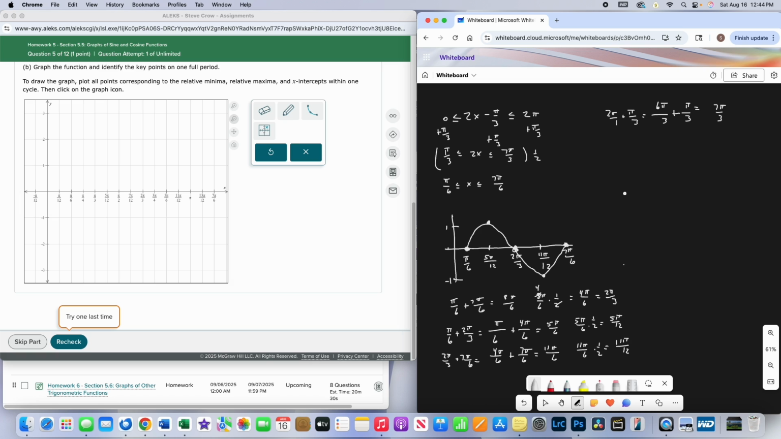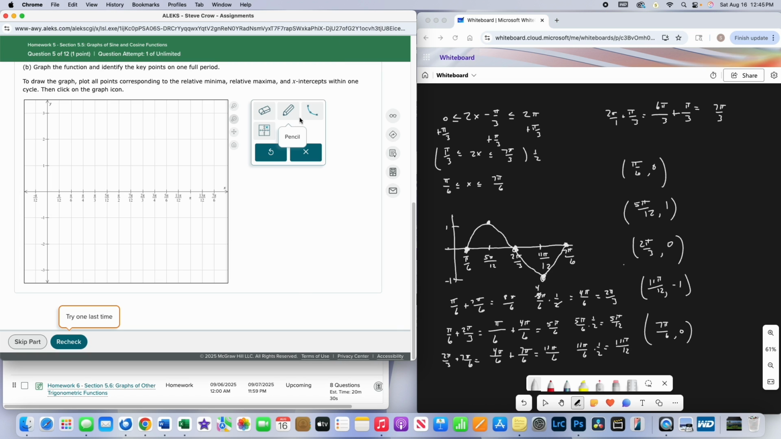So we're going to have to plot points on the graph. So we've got the point pi over 6, 0. That's this first point here. And then we've got the point 5 pi over 12, 1. And then we've got 2 pi over 3, 0. And then we've got 11 pi over 12, negative 1. That's this point right here. And then we've got the point 7 pi over 6, 0. And so what we've got to do now is plug these in.